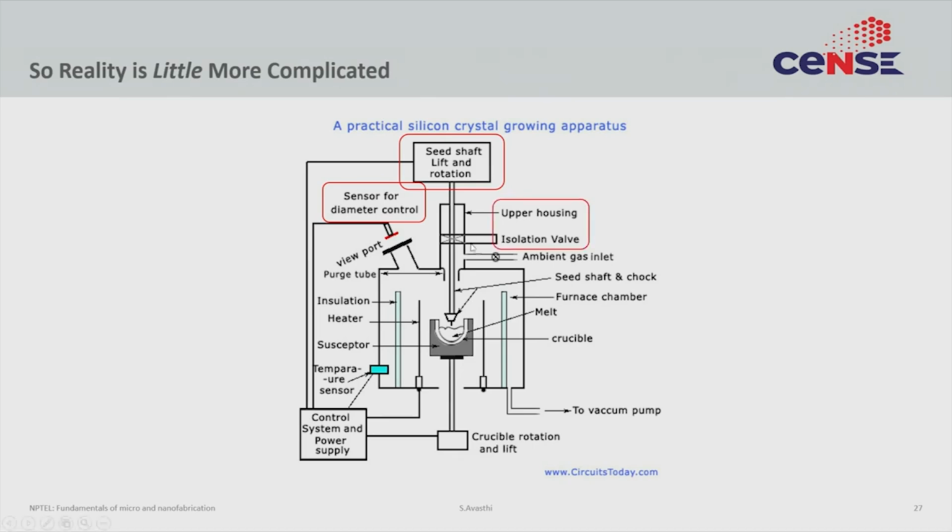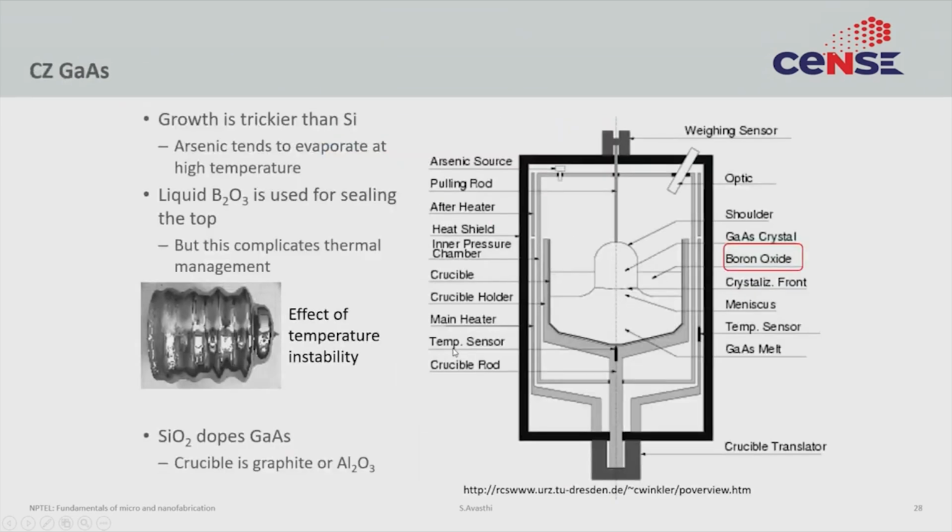Okay. The second thing is, you see this upper housing and isolation valves. These are what allow you to make sure the system is sealed and the oxygen from the atmosphere doesn't get in. It is also what keeps the system sealed so that heat doesn't leave, because again, if the heat leaves, then your area becomes smaller. And then there is a control power supply that measures the temperature of the melt, which is very important to maintain uniform area, etc.